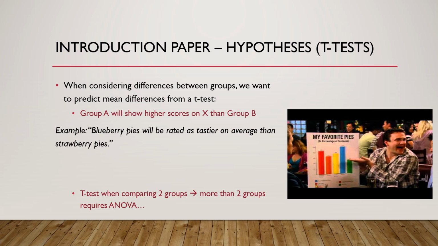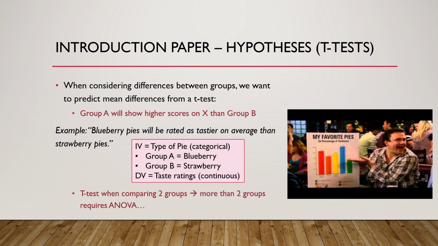Again, thinking about your independent variable, which is the thing that's being manipulated, and then your dependent variable, the thing that's being measured, we have the independent variable as the type of pie. This is your categorical variable where you have two groups here, the blueberry pies and the strawberry pies. And you're trying to see is the difference between these groups related to some systematic variance in the dependent variable, which is your taste ratings, always going to be a continuous variable.